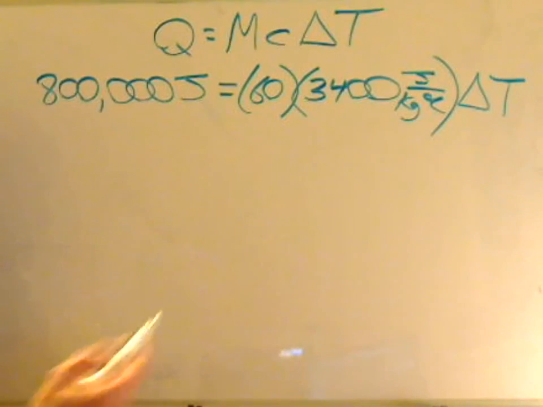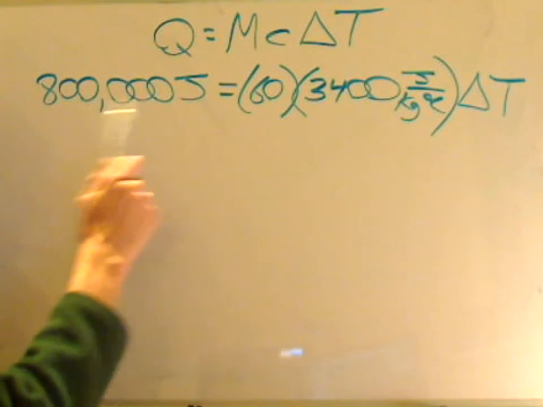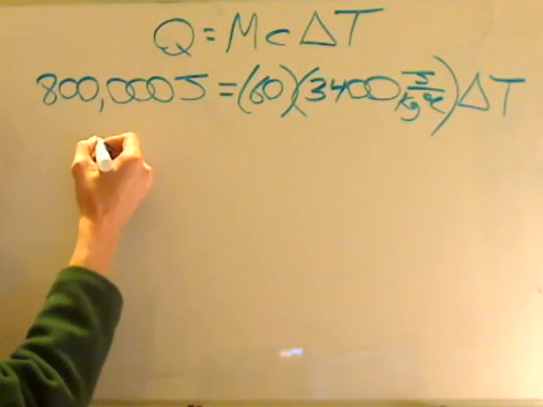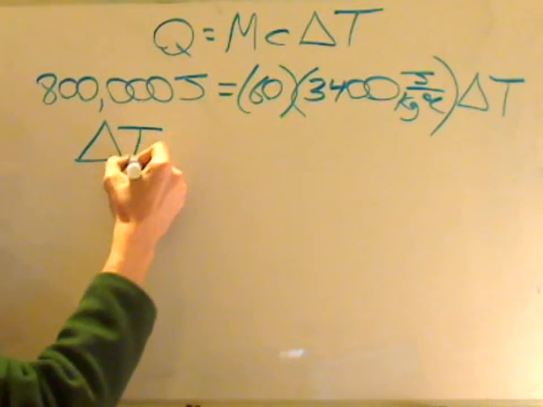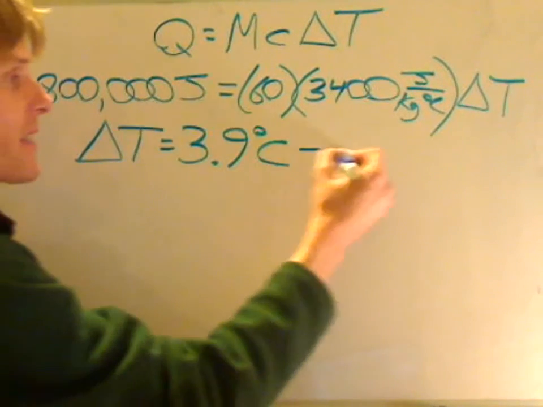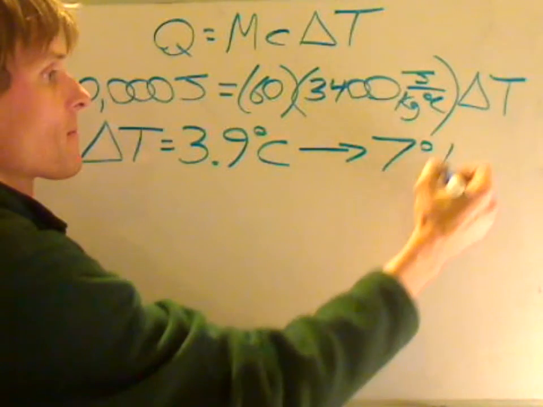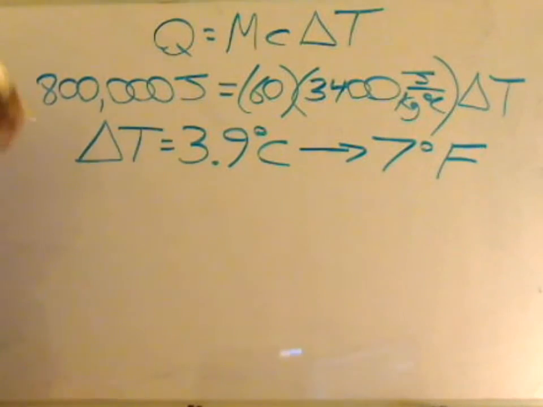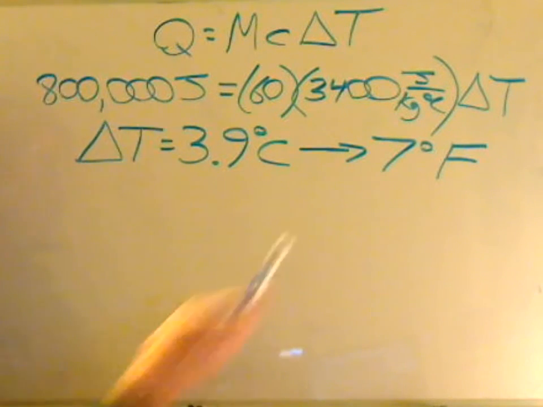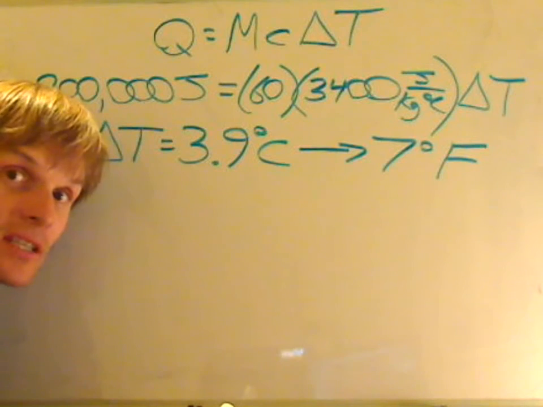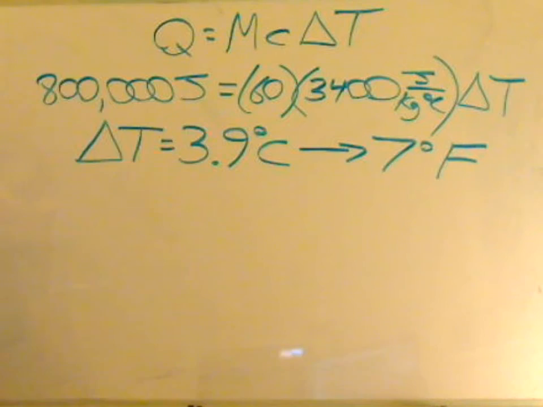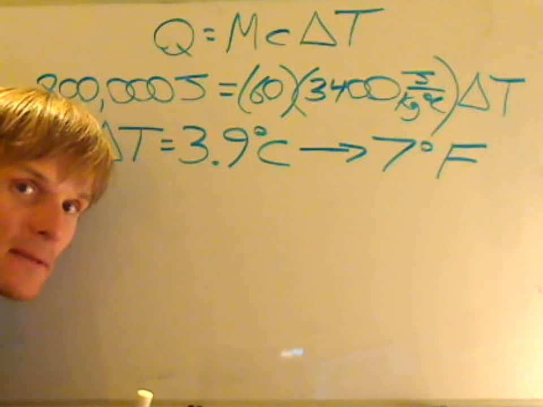Okay, so we've plugged everything into our equation here. We take 800,000 joules, divide it by 60, divide it by 3,400, and the temperature change we get is a fairly significant one, 3.9 degrees Celsius. In terms of Fahrenheit, that's about 7 degrees Fahrenheit. So if normal body temperature is about 98, 99 degrees, this amount of heat released into your body would make your body temperature 105, 106 degrees. And of course, your body can't function at that temperature. So that's a significant amount of heat put in the body.